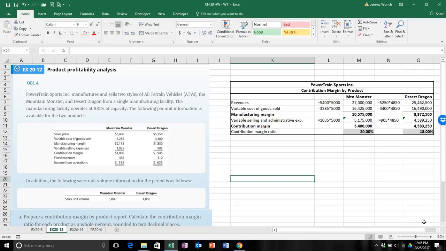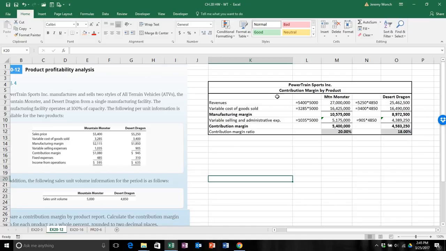However, when we take a closer look and actually look at the contribution margin, what we're doing here is a contribution margin analysis by product. For the contribution margin, we take our sales, subtract out our variable cost of goods sold, and then subtract out our variable SG&A. So we're just taking sales minus variable cost. For the Mountain Monster, the selling price is $5,400. They sold 5,000 of them.